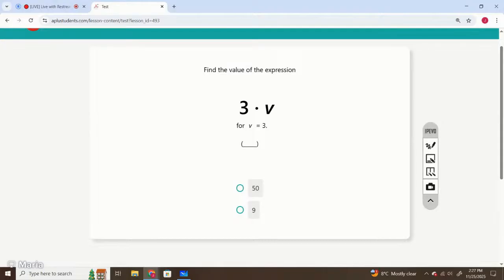Find the value of the expression 3 times v. Replace the variable v with the value. Variable v has the value 3. So 3 times 3 is 9. The correct option is 9. Option number 2 is the correct option.